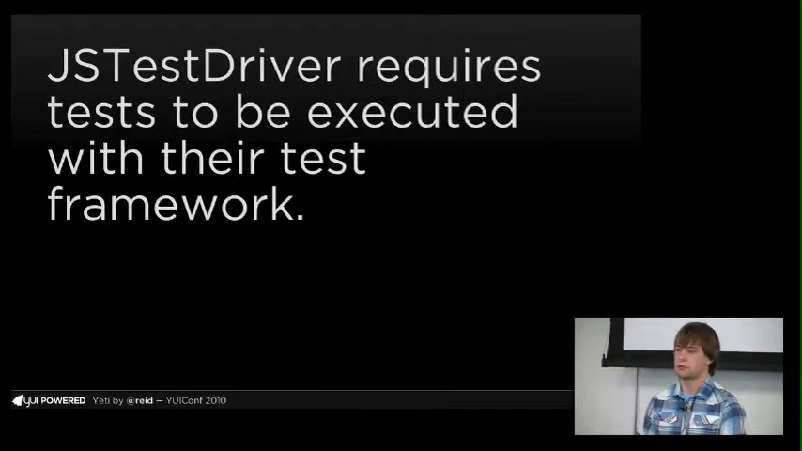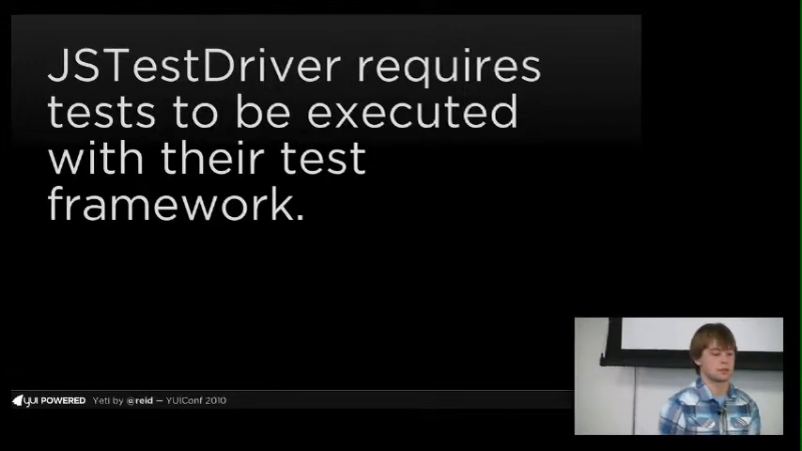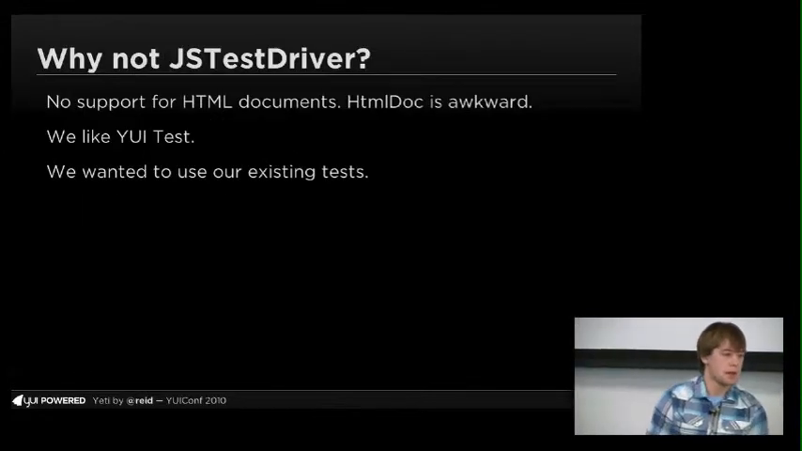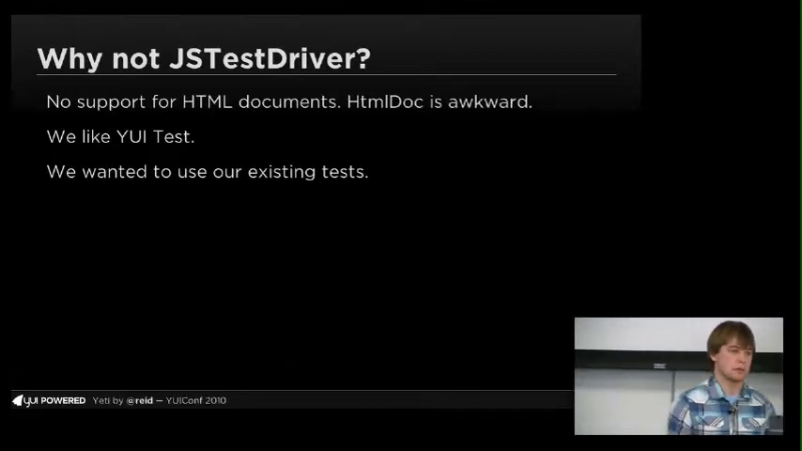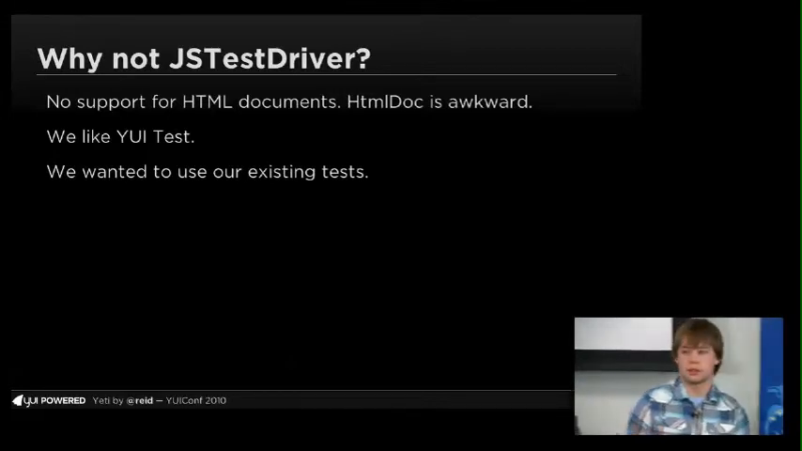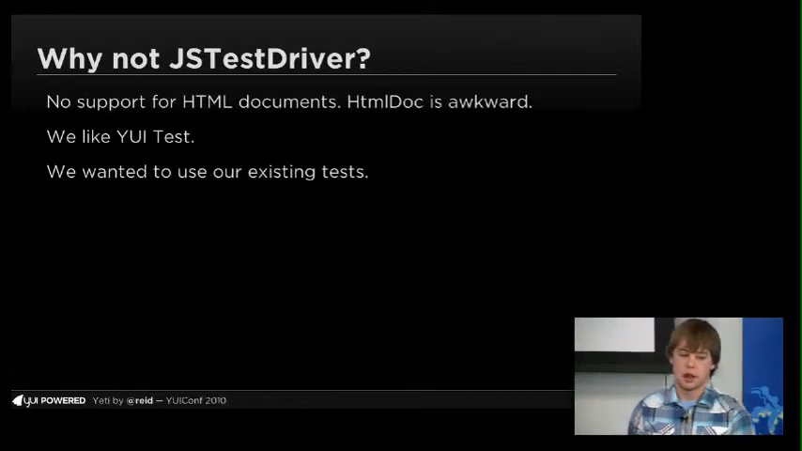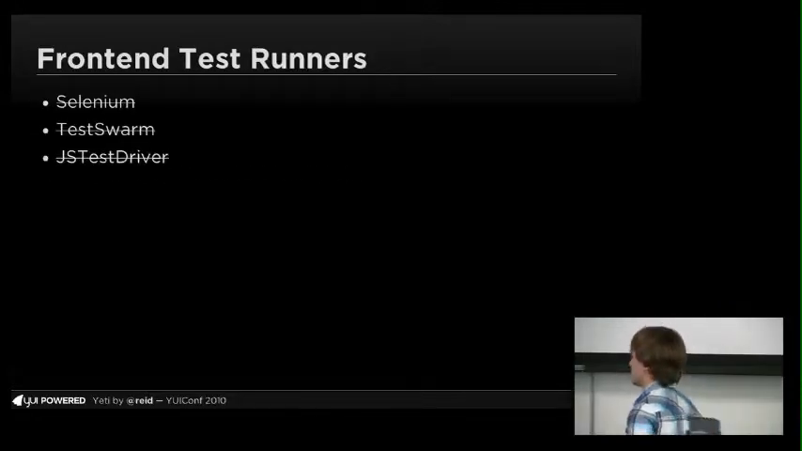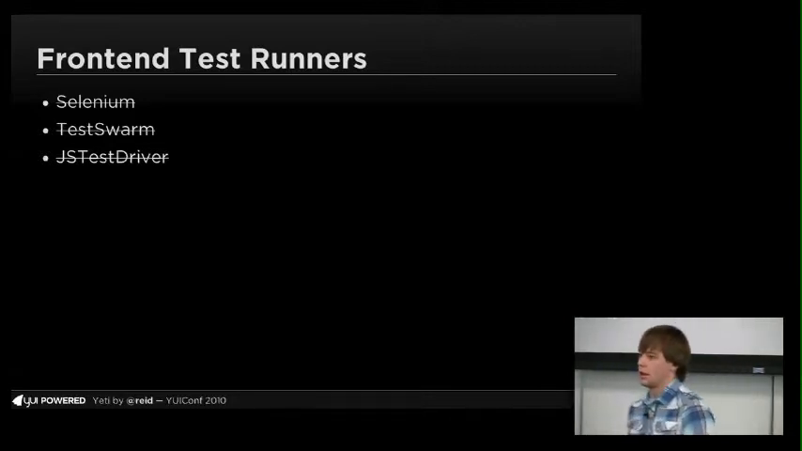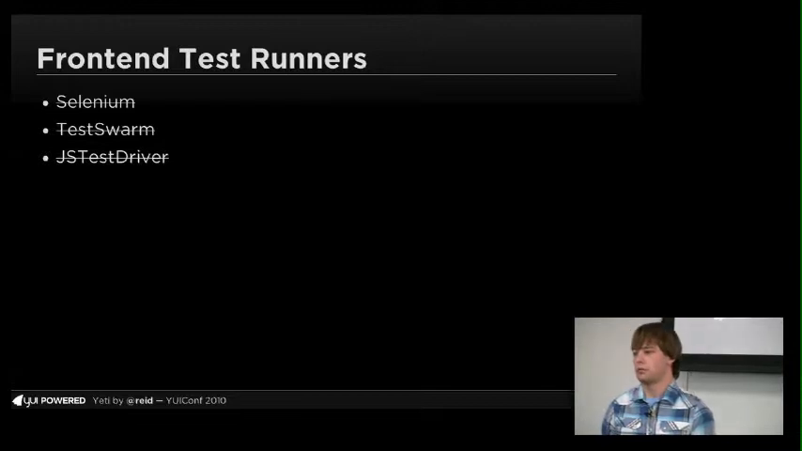It gives you results maybe even faster than Yeti, but it also comes with a lot of disadvantages, like not being able to work with HTML. So to summarize all this, we didn't get support for HTML out of the box. We like YUI Test, and we wanted to continue to use our existing tests. So we covered these three, and they didn't quite fulfill our needs one way or another. Either they weren't concerned with before the commit, or they didn't concern themselves with HTML documents, which is what we had as our tests.